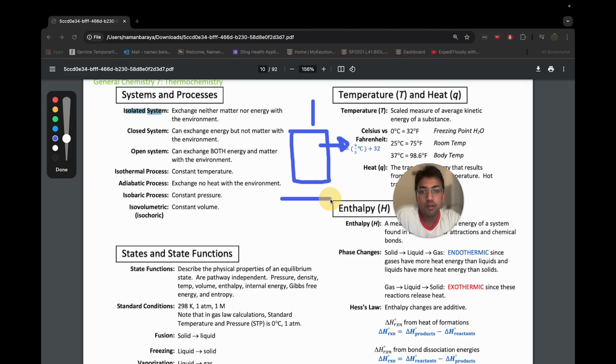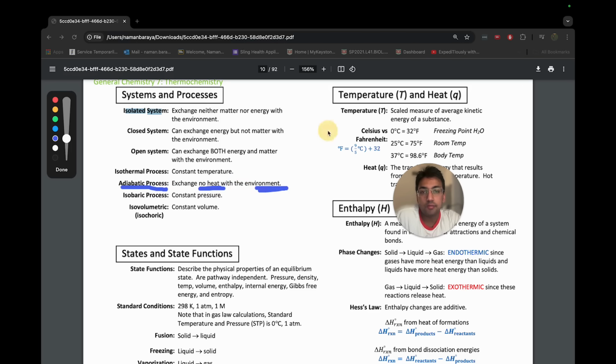Adiabatic means there's no heat exchange happening, but the temperature of this might change. There's just no heat exchange, so this might be getting cooler as it's doing work and releasing heat. But sorry, let me repeat myself. So adiabatic means there's no heat exchange with the environment.